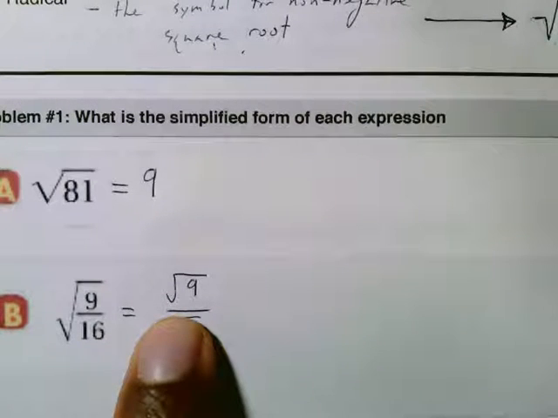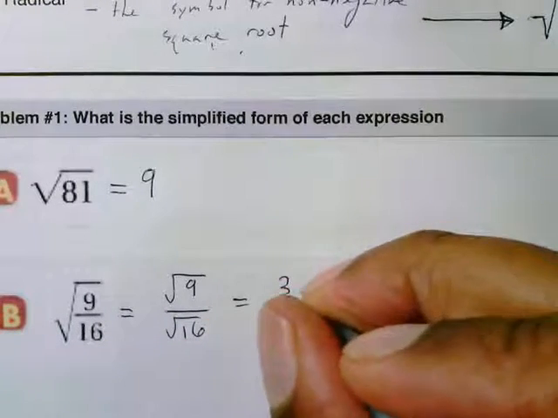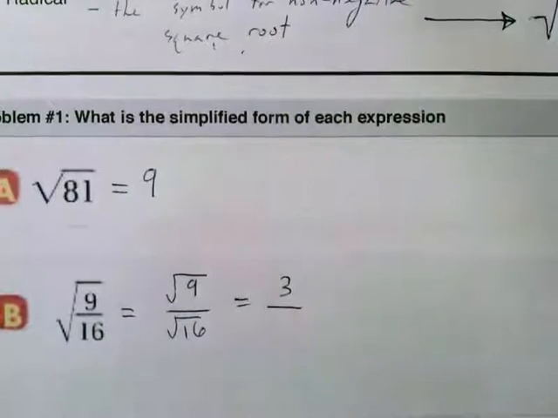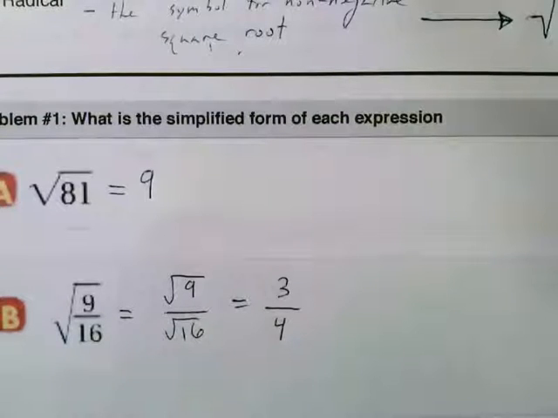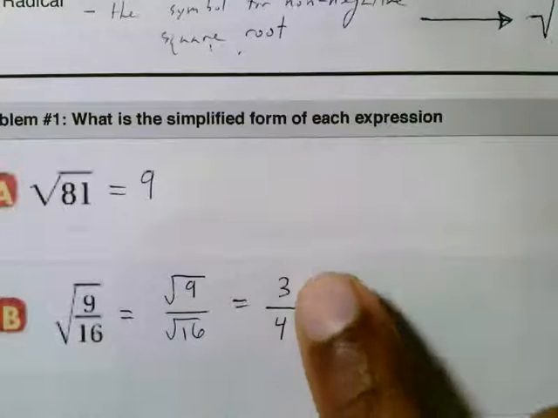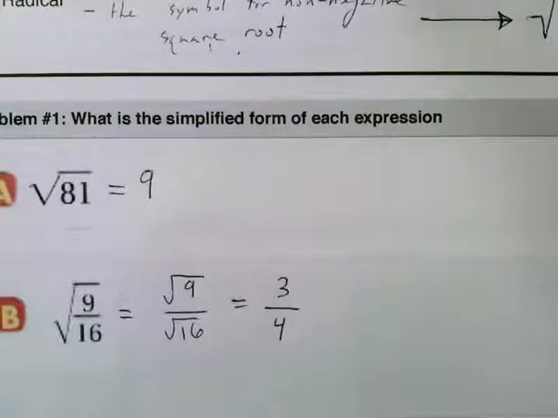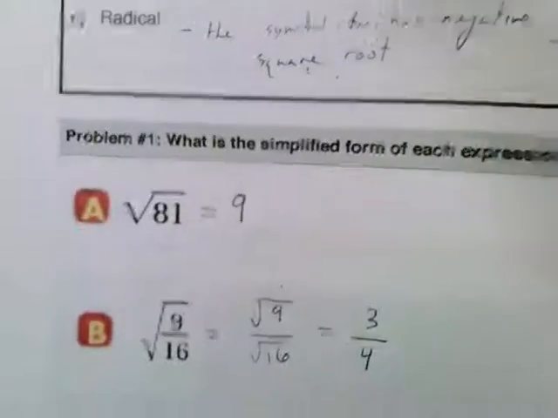So the square root of 9 is 3, because 3 times 3 is 9. And the square root of 16 is 4, because 4 times 4 is 16. And it works out, because 3/4 times 3/4 is 9/16. So now let's move on to something a little bit more challenging.